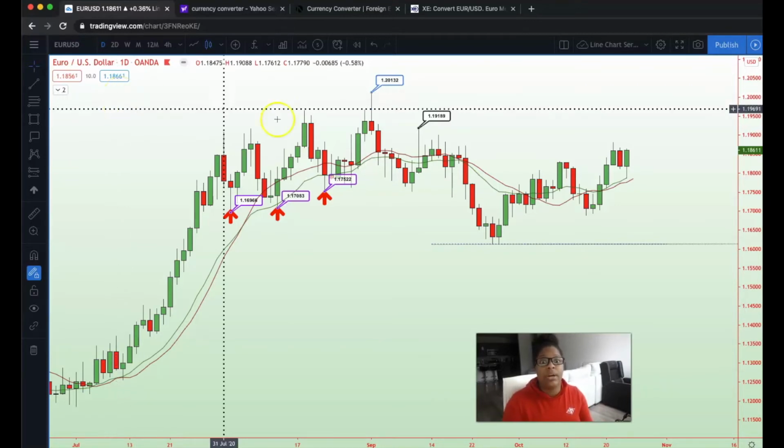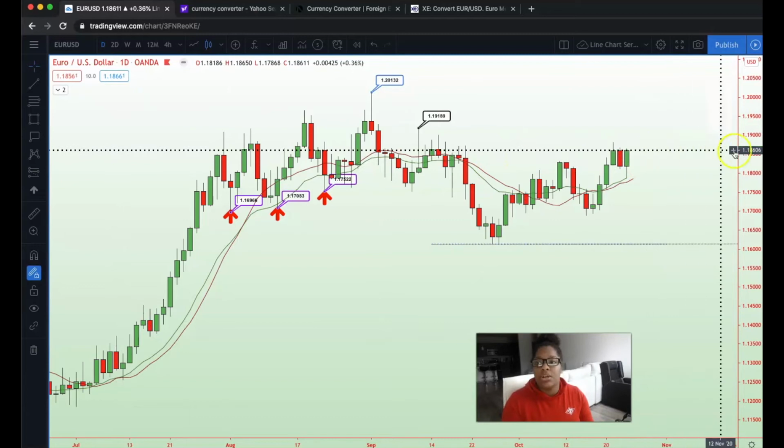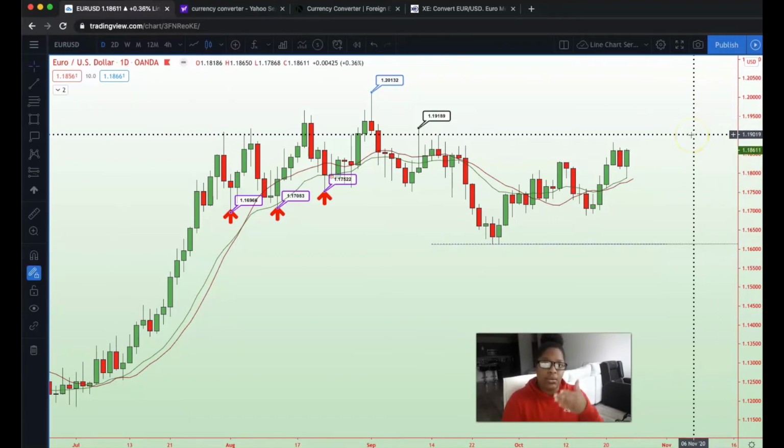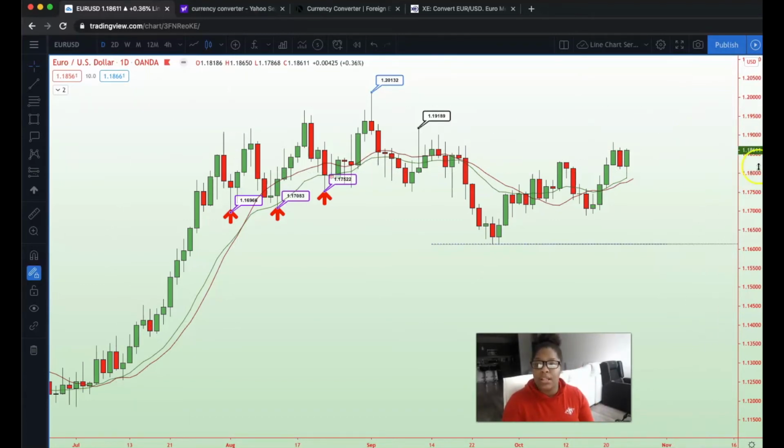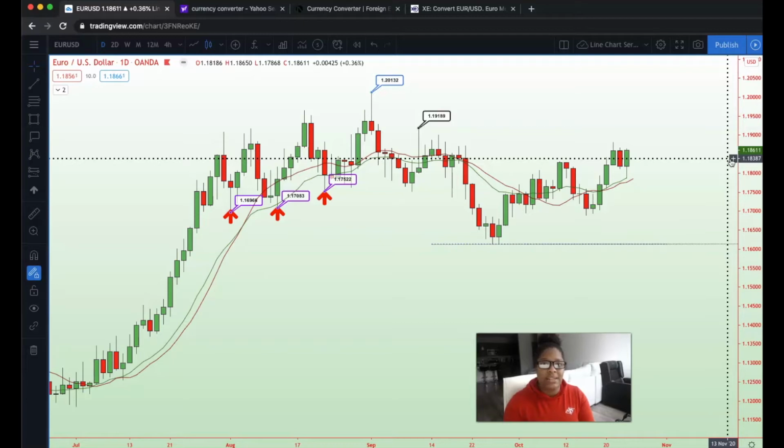Now, why is this important? We need to look at exchange rates. So your exchange rate is over here on your price scale to your right. Now, if you guys look, my price scale is up here, and it's saying that in the green box, price closed on Friday at 1.18611.